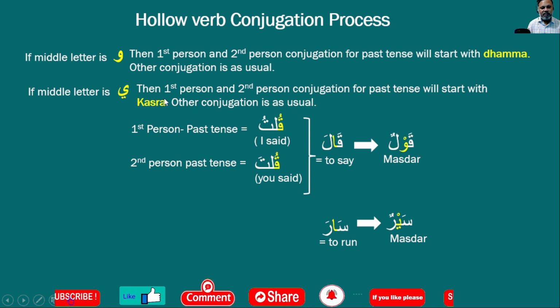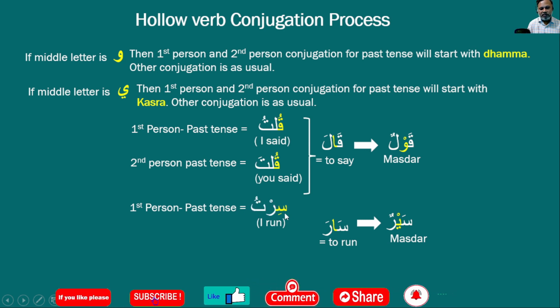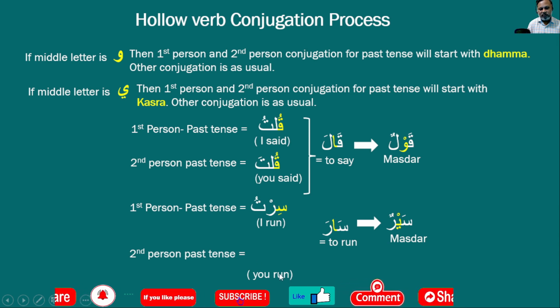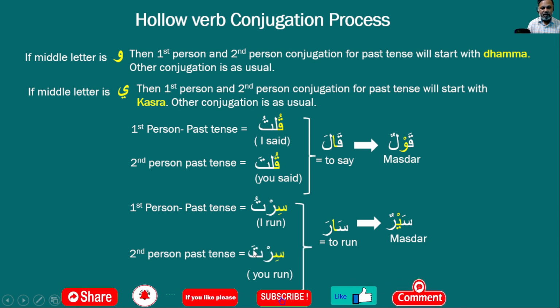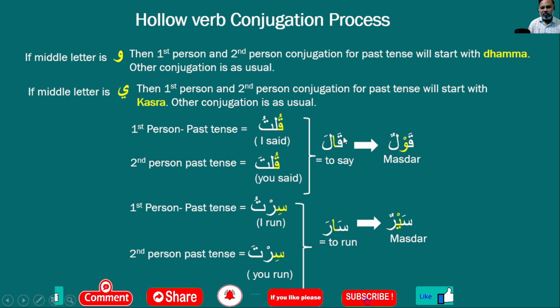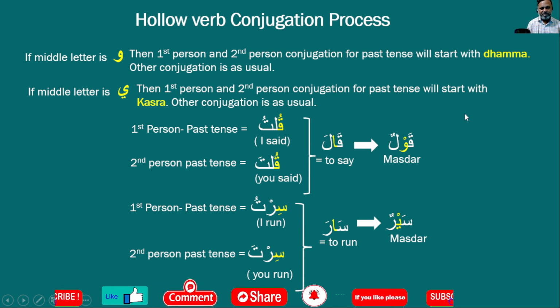So it will start with kasra. Like first person past tense, I ran, it will be sirtu. And second person past tense, you ran, will be sirta. And this is the difference of conjugation of this verb, as with qala. All other things remain the same as our standard conjugation.